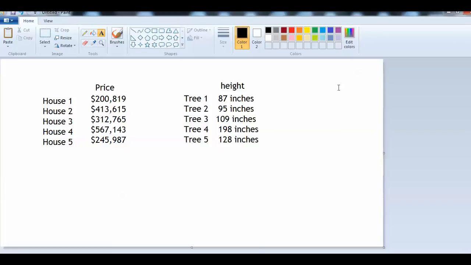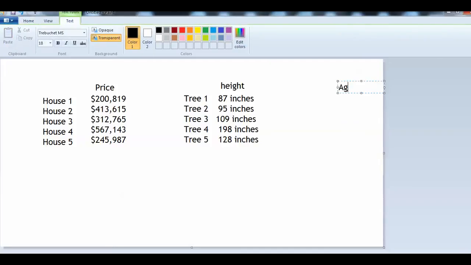Maybe from the people we want to know... I'm not sure what we were recording last time. We were recording the heights of the people. Maybe we'll do the ages of 5 people. So we'll say age right here.